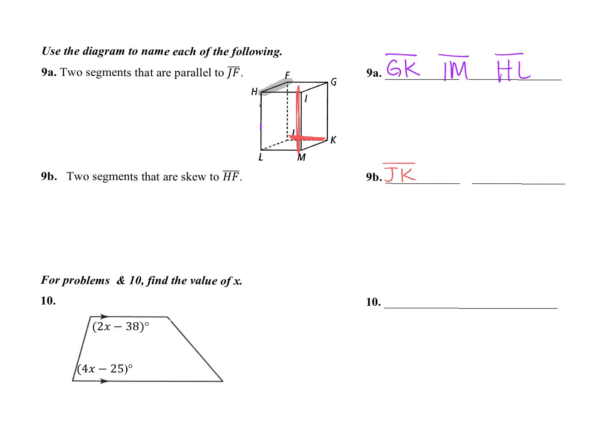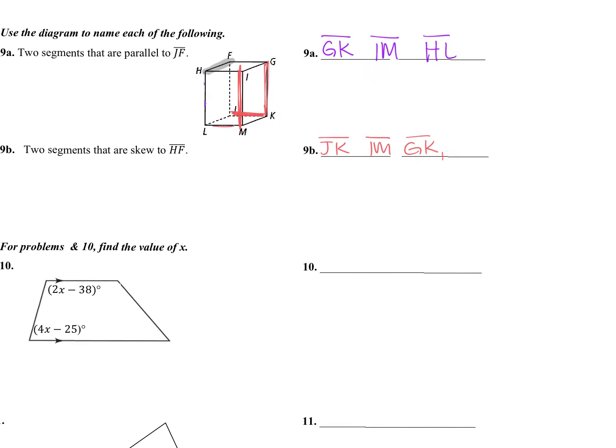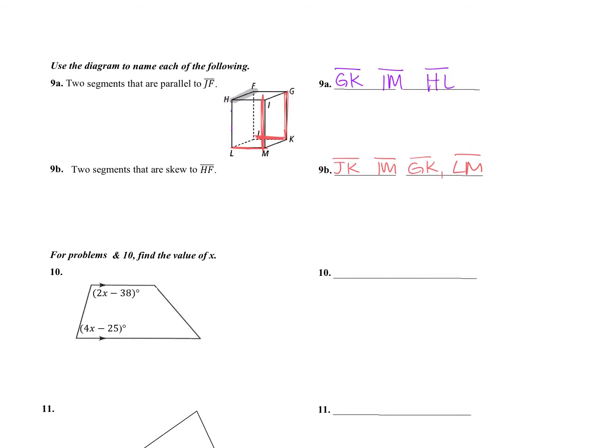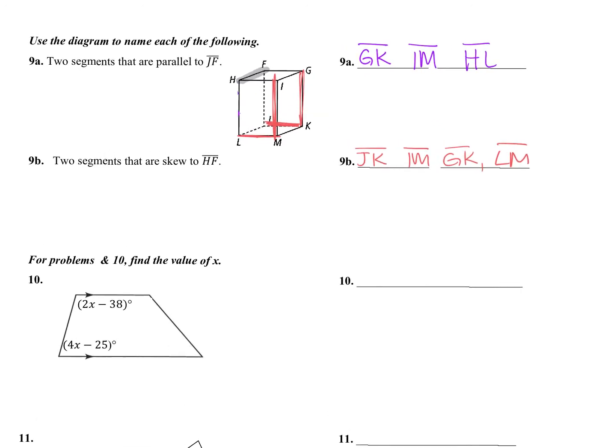IM would work. GK, I heard, would work. What's the last one? LM. Now there are other ones, they're just not drawn in. So you could say like IL, right, would be a line that would be skew. But when they're not drawn in, we don't usually go that route. And you only need two. I gave you all of them, but you only need two of those.